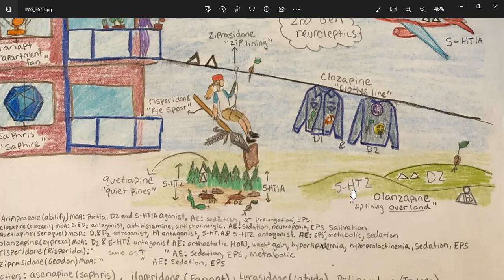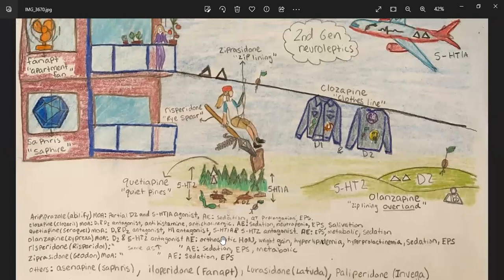Adverse effects are orthostatic hypotension, which is not shown in the picture. Weight gain, hyperlipidemia is not shown. Hyperprolactinemia is not shown. Sedation, and then EPS. So this was a really hard picture to get everything in, so that's why there's some stuff missing.